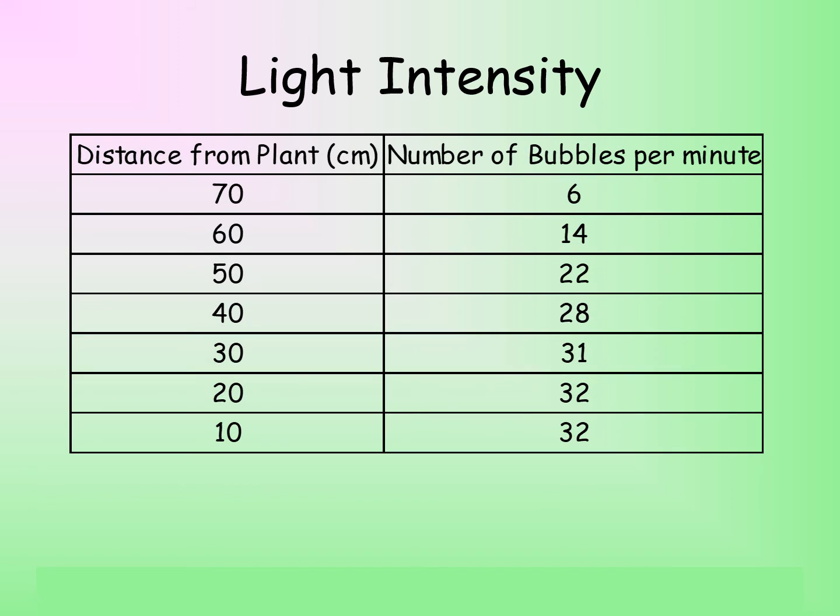So as we can see, the distance from the plant, as that is decreasing, what's happening to the number of bubbles per minute? It is increasing. Now, what do the number of bubbles per minute represent? They represent the rate of photosynthesis. So I could also say, as the distance from the plant, in terms of the bulb, decreases, i.e. as the bulb gets closer to the plant, the rate of photosynthesis increases.